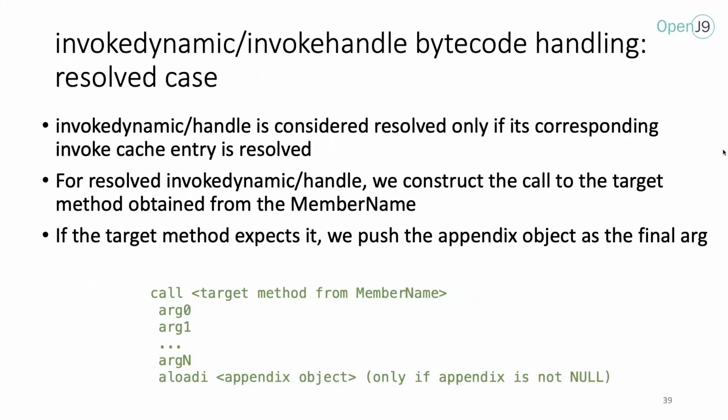Now when we have a resolved invokedynamic and invokehandle, what it means is that the corresponding invoke cache entry is resolved. If it's not, then it's not a resolved call. So for resolved invokedynamic and invokehandle, we construct the call to the target method during ILGen, and that target method is obtained from the member name object in the invoke cache entry. And finally, if the target method expects it, we push the appendix object as the final argument. And here's an example of how a call can look like that is resolved.